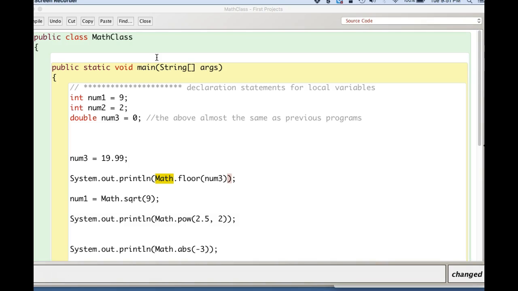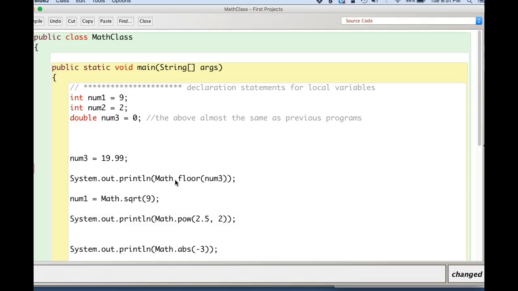Now we call them methods. You may think of them as functions, but methods are what we call them. And they're from a static class called Math. A static class is a class that you don't have to make an object for. Now, that's going to make sense in about 2 weeks.